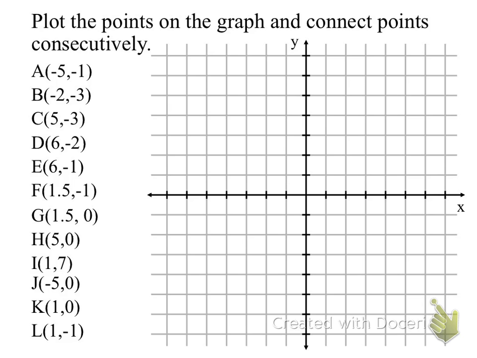So what you do is you start at the first point, -5, -1. So I'm going to start and I go left 5, down 1. So notice it says plot the points in the graph and connect the points consecutively. So I go -5, down 1. The next one is -2, down 3. And I connect the points. Does that make sense? Okay, I'm going to do the next one. Across 5, down 3. 1, 2, 3, 4, 5, down 3. Connect the points.